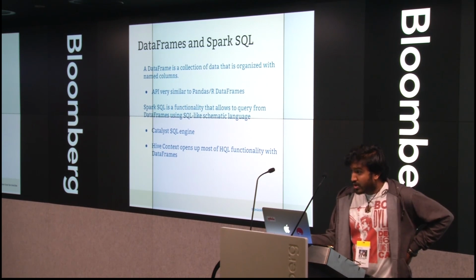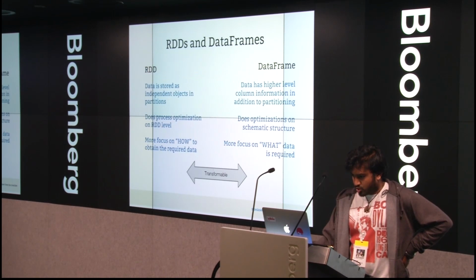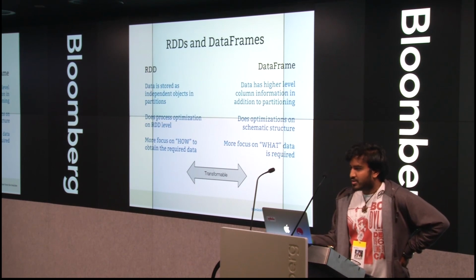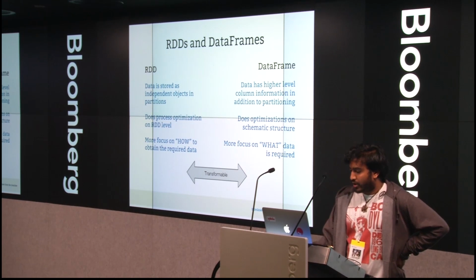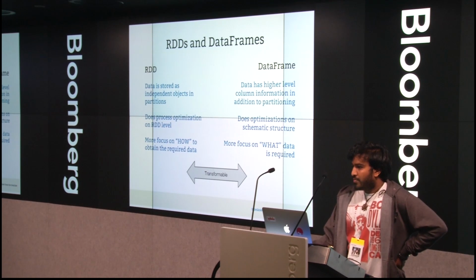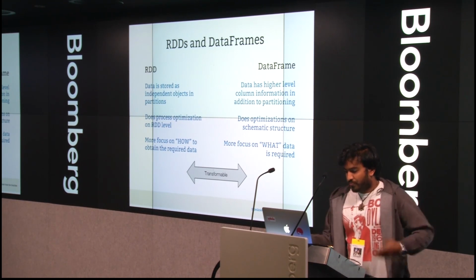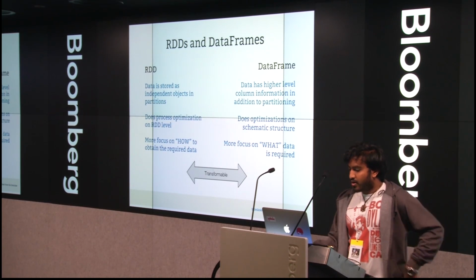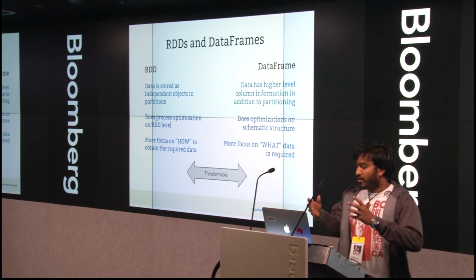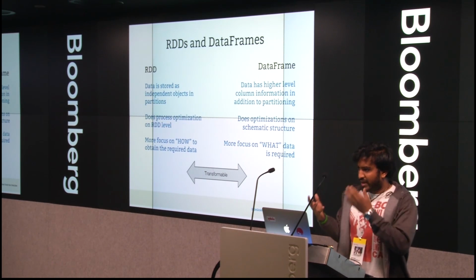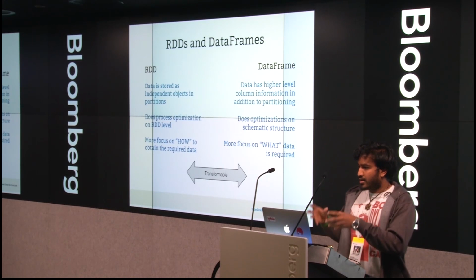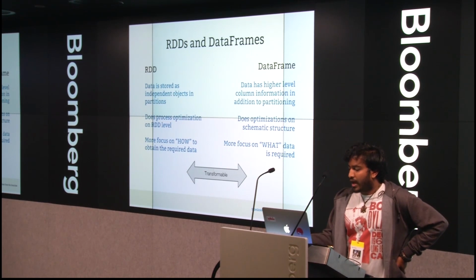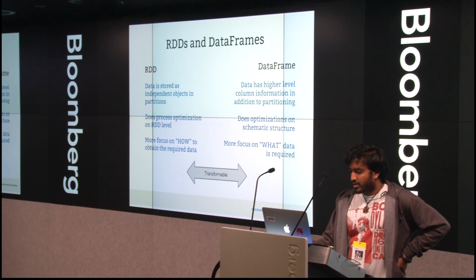Before we go to the tutorial, let's just quickly catch up. There are RDDs, and there are data frames. What's the big difference? If I want to summarize this slide in one point: data frames have a schema and RDDs don't. If we drill down into it, data in RDDs are stored as independent opaque objects, whereas in data frames we have column names, and there's a metadata component which has the column names and the data types for the data.